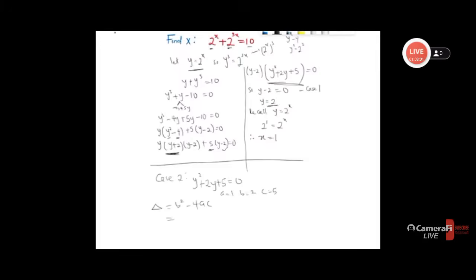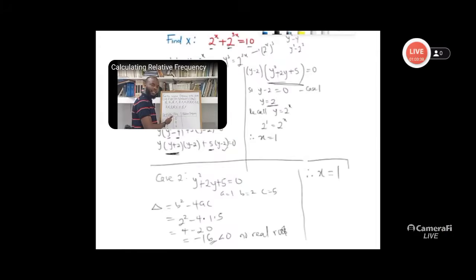So my b squared is going to be 2 squared minus 4 times a times c, which is 5. So I'm going to have 4 minus 20, which is what? Negative 16. So from this negative 16, which is less than 0, we don't have any real roots from this. And since we don't have real roots, we can conclude. Conclusively, we have that x equals 1 will be the only value for x from this.